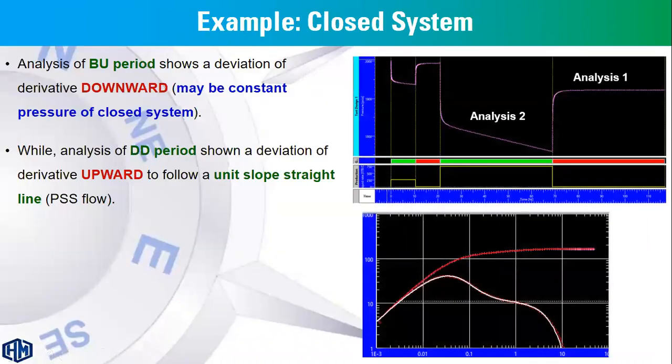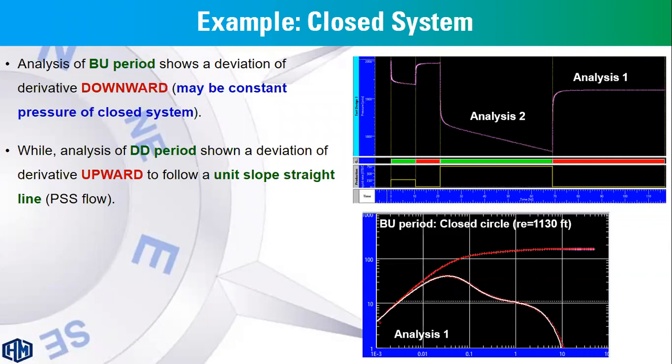This is an example of the boundary effect in closed systems. As you can see, we have this schedule of drawdown and build-ups. At first, analysis number one is the build-up analysis. We will analyze this build-up interval. As you can see, this is the shape of the log plot. We have wellbore storage, skin, followed by infinite acting radial flow, and then the derivative goes down, which means we may have constant pressure or closed system.